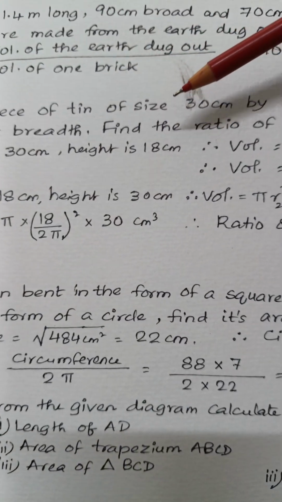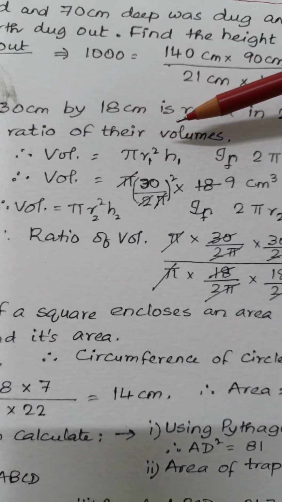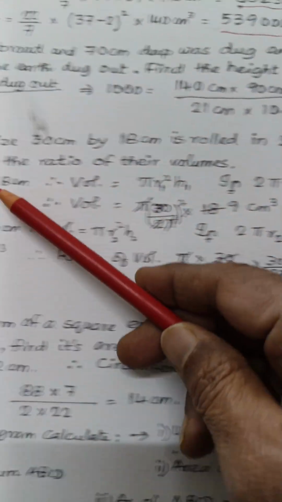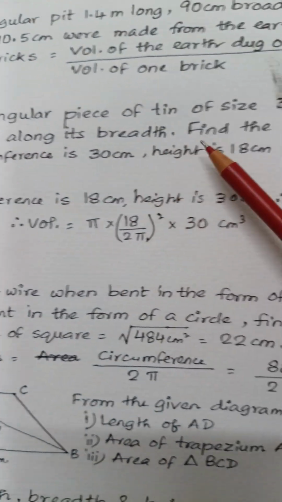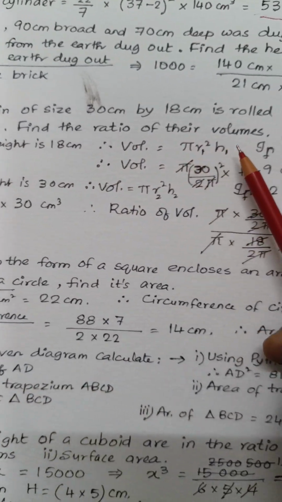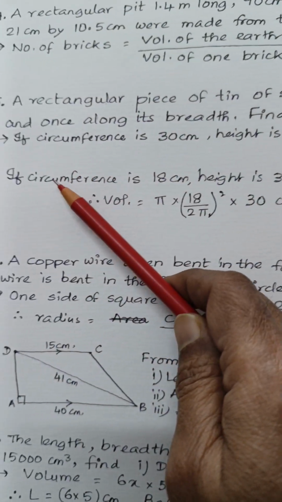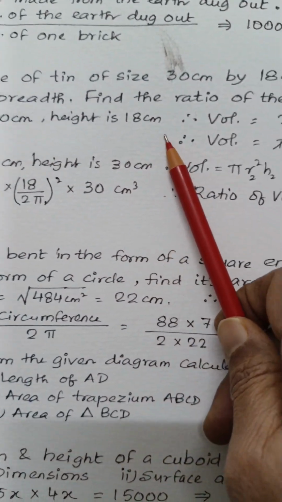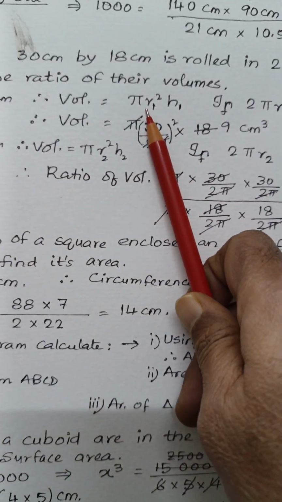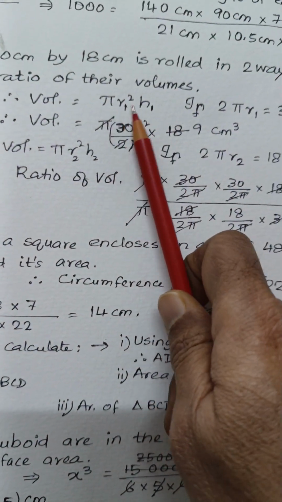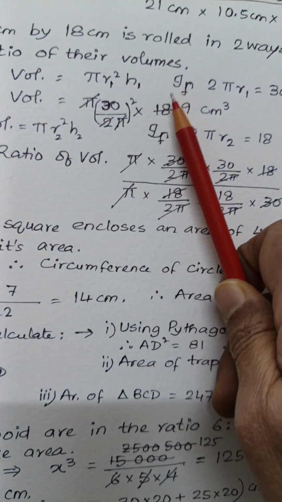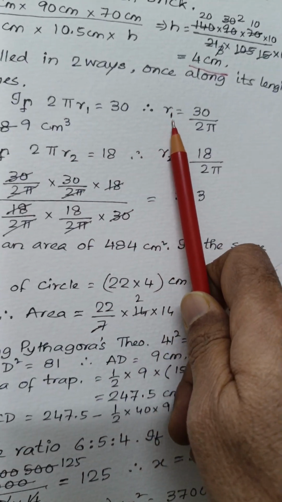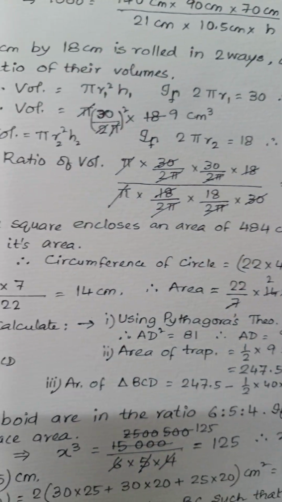Number 5. A rectangular piece of tin of size 30 centimeter by 18 centimeter is rolled in two ways, once along its length and once along its breadth. Find the ratio of their volumes. Means lengthwise and breadthwise. If circumference is 30 centimeter, height is 18, the volume is pi r1 square h1. If 2 pi r1 is 30, then r1 is equal to 30 by 2 pi.